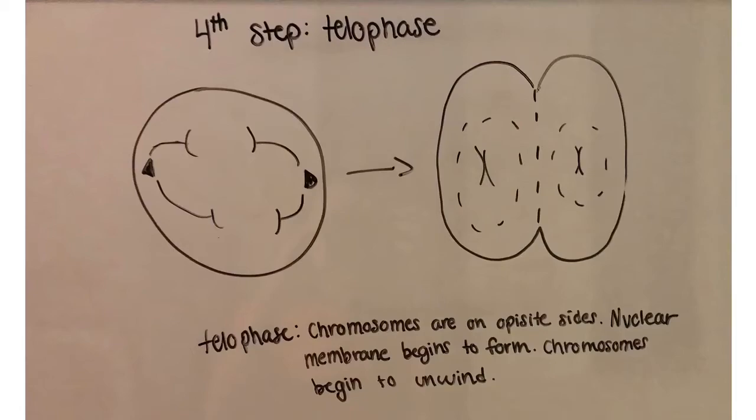The final step is telophase, which is when the chromosomes are now on opposite sides of the cell, and the nuclear membrane begins to form around them. Towards the end of this step, the chromosomes begin to unwind and go back to their yarn state.